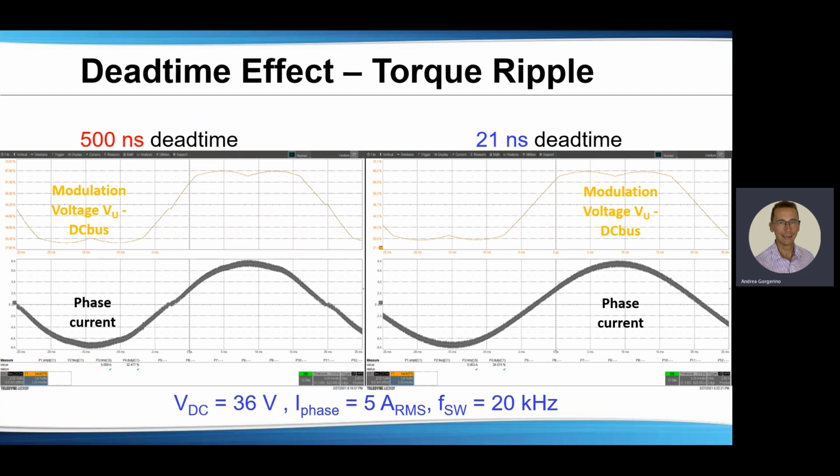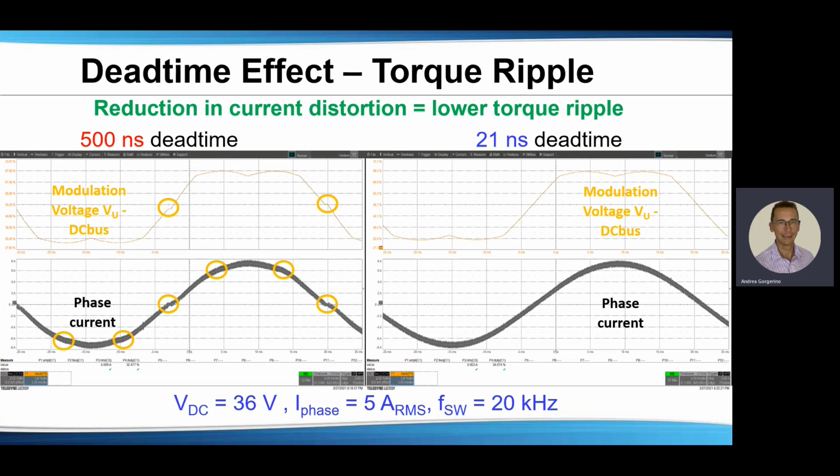In the waveform on the right, we are still switching at 20 kilohertz and delivering 5 amps RMS into each phase of the motor. So it's obvious just by looking at the picture how much smoother the waveform on the right is. In particular, on the left-hand side, with the 500 nanosecond dead time, you can see there are 6 discontinuities in the current circled in orange. These discontinuities are responsible for the 6th harmonic of the electrical frequency in the torque, which creates torque ripple.